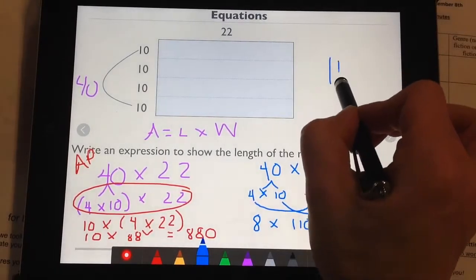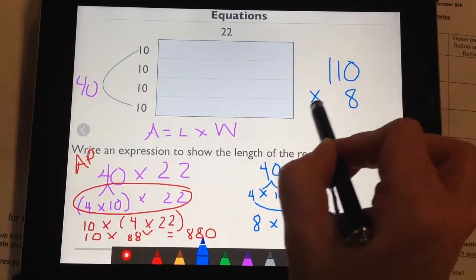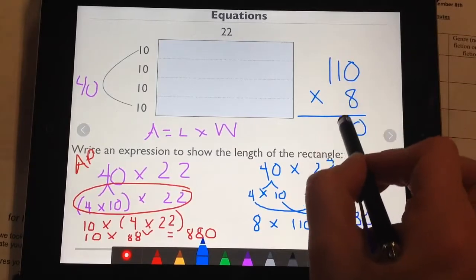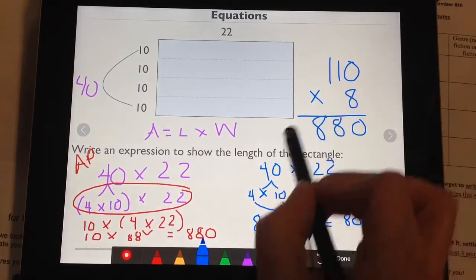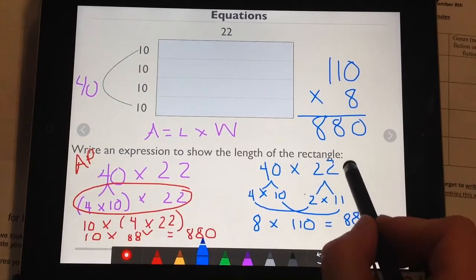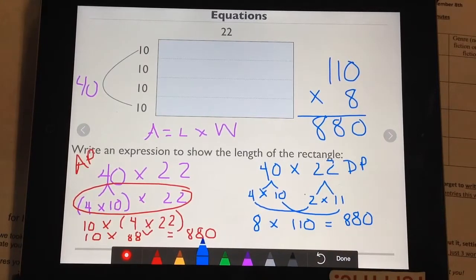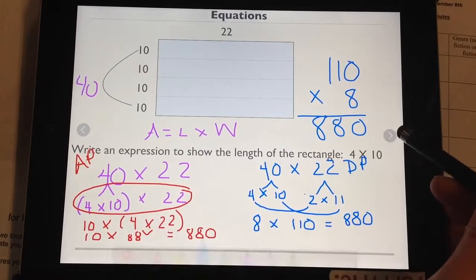If you don't believe me, you can do it this way. 8 times 0 is 0, 8 times 1 is 8, 8 times 1 is 8. Associative property, distributive property. The distributive property breaks up both numbers. The associative property just breaks up the one with the 10. So let's move on.